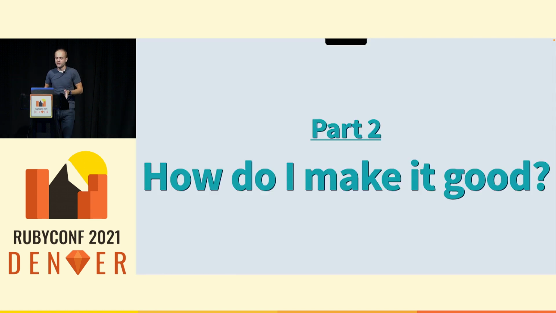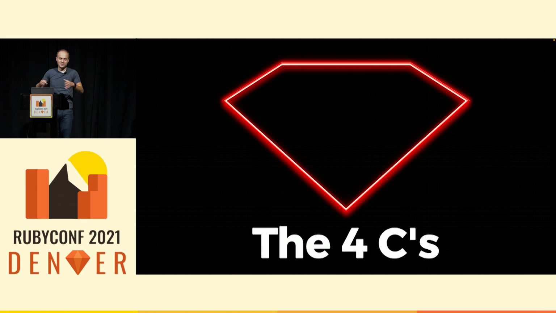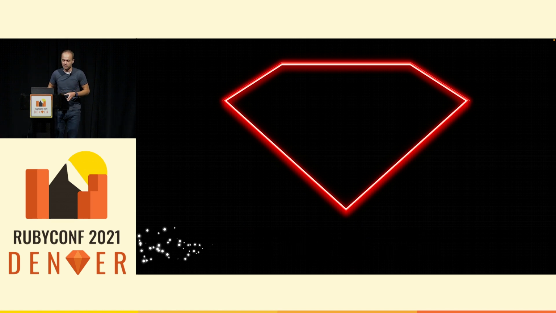Okay, now for the second part of the talk, how do we make gems good? If you've ever bought a diamond, you might have heard of a thing called the 4 C's of gemstone quality. So we're going to talk about each of those today with our Ruby gems.